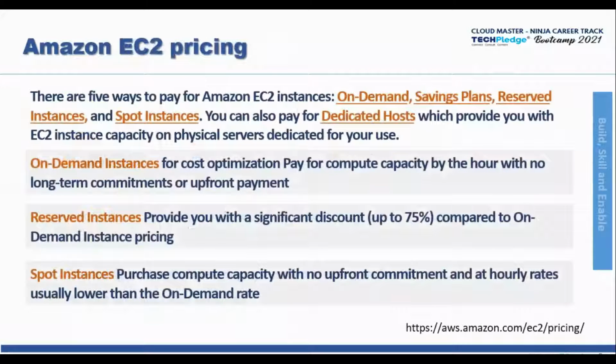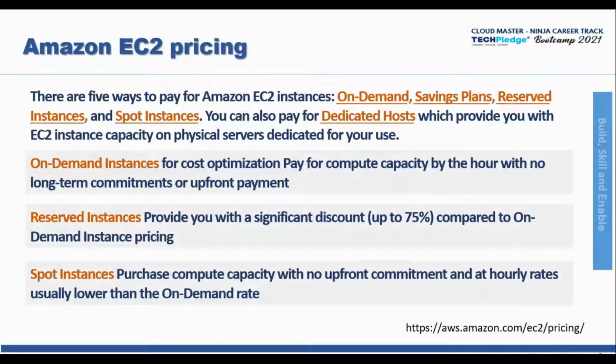Next is Amazon EC2 pricing. So how is this Amazon EC2 pricing done? There are 5 ways we go for Amazon EC2 instances and pay for them. First is on demand. Second is savings plans. Third is reserved instances. Fourth is spot instances. You can also pay for a dedicated host, which provides you with EC2 instance capacity on a physical server which is dedicated for your use.